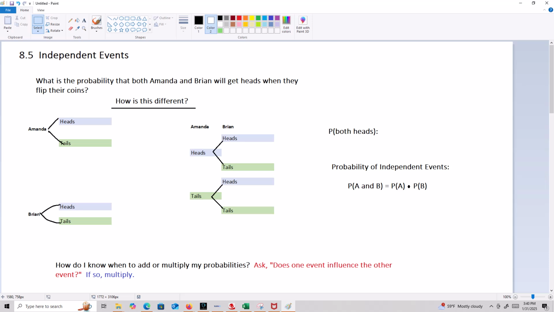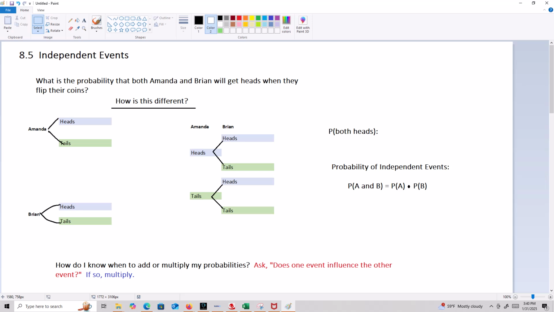Hi, today we're talking about section 8.5, independent events. The book immediately starts talking about Amanda and Brian. They both have a coin and they are going to be flipping each of their coins, and they want to find out what's the probability they will both get heads.